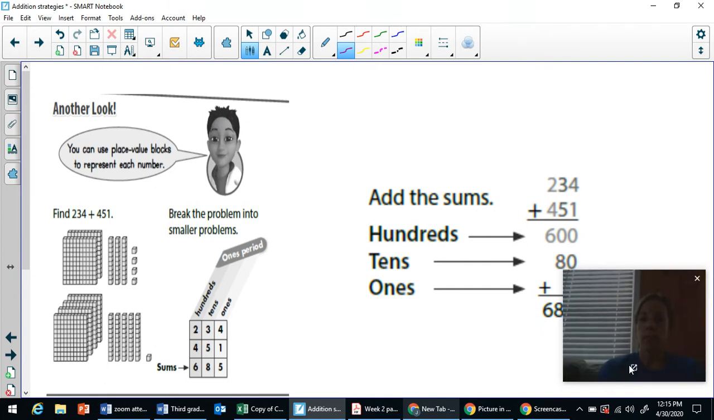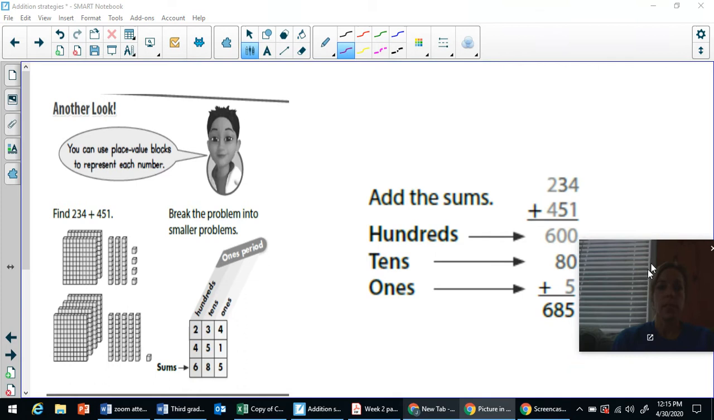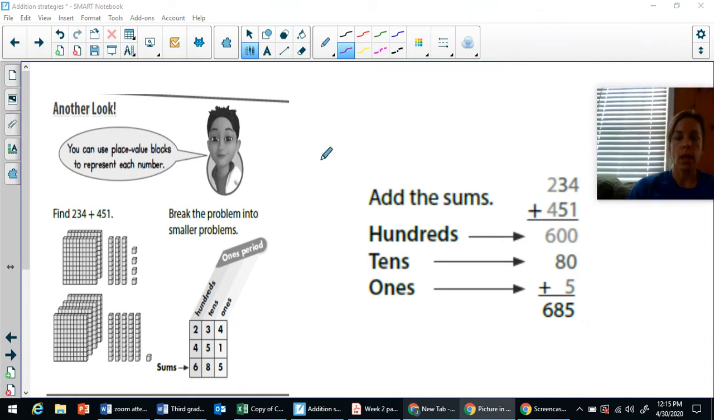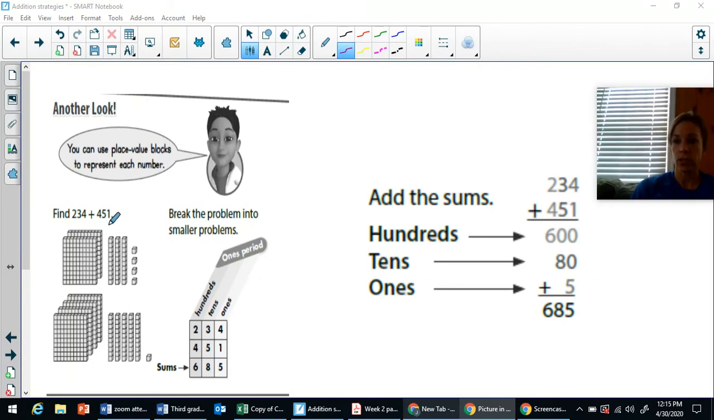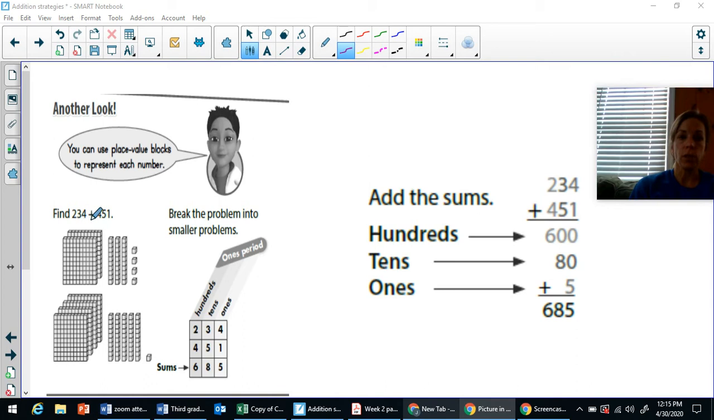Okay, so this is shown on the top of the page. What it shows here is, I'm going to move my picture real quick. There we go. You can use place value blocks to represent each number. If you are still at that stage in your math, which is perfectly fine, you can feel free to take the numbers and represent them with the base 10 blocks. For example, the big equation they want you to answer is 234 plus 451.